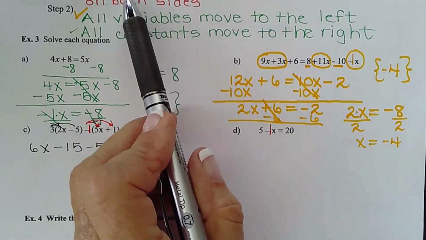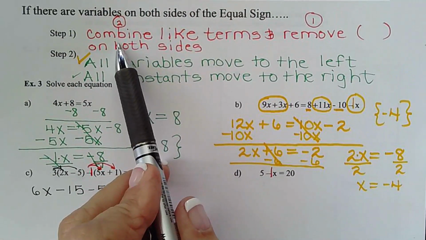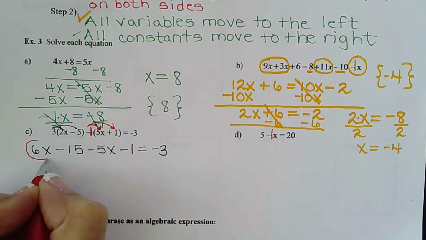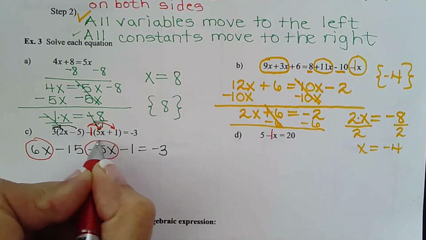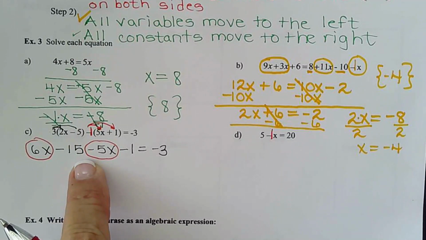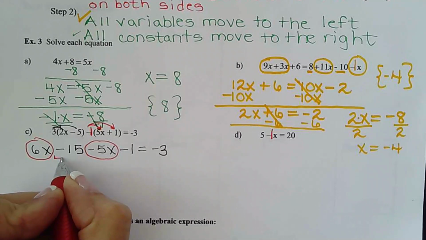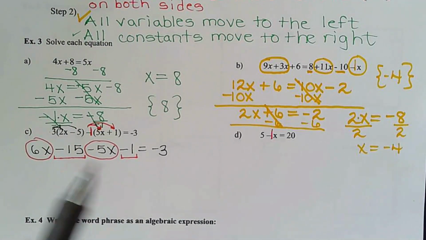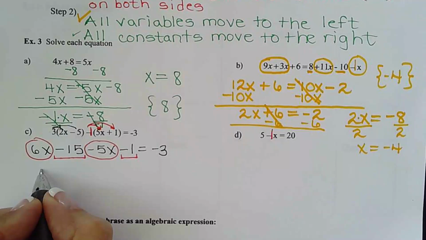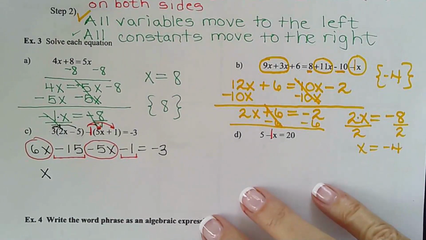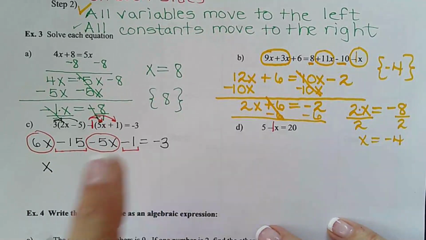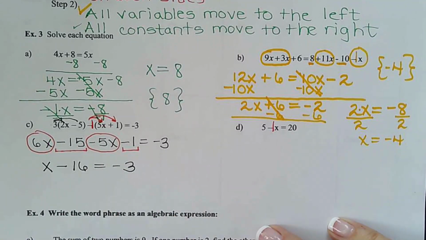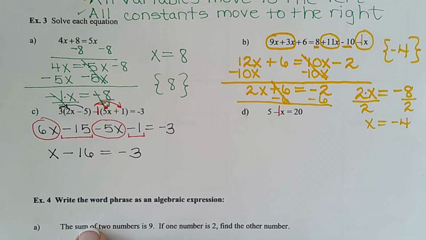And then step 2, combine like terms. So we have some like terms over here, 6x and negative 5x, and notice I always circle the signs in front as well. And then when I'm doing this, I always include the sign, negative 5, negative 1, so you don't forget. So 6x minus 5x is 1x, which is the same thing as x. Negative 15 and negative 1 is negative 16, equals negative 3. And then we want to get our x alone.